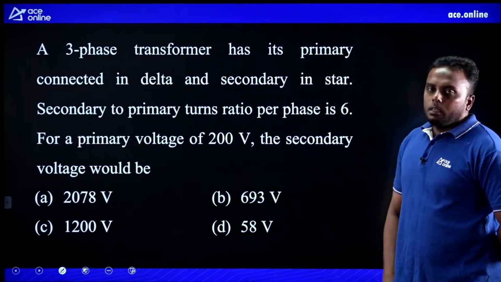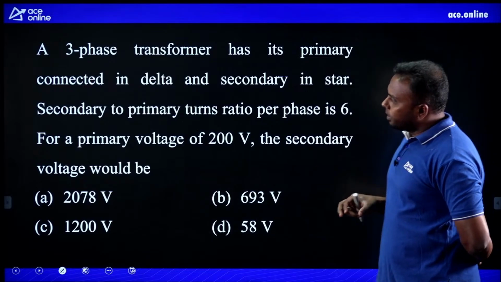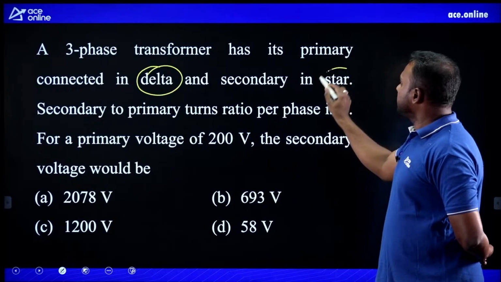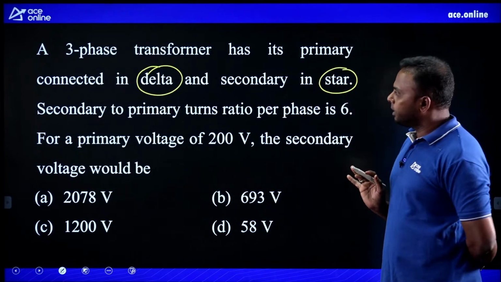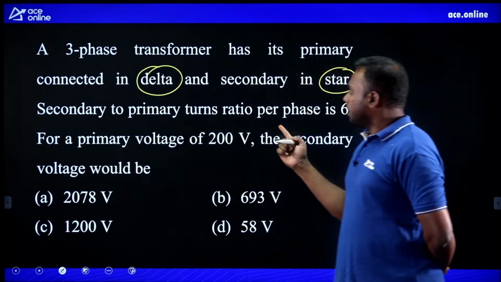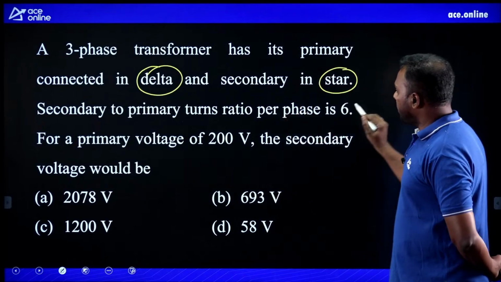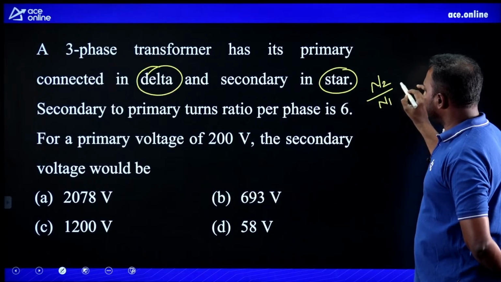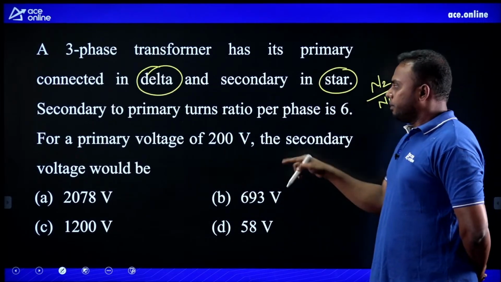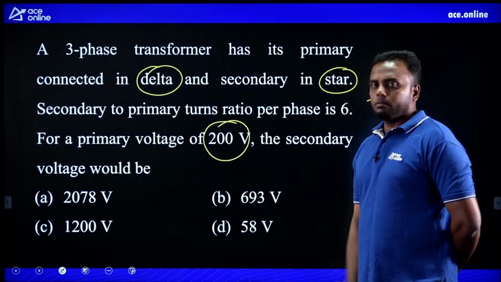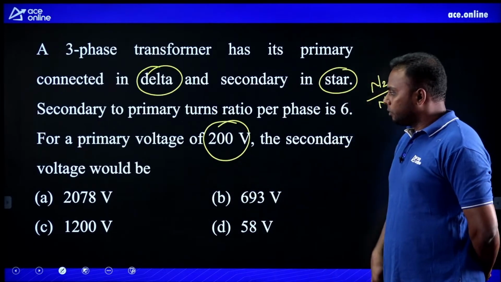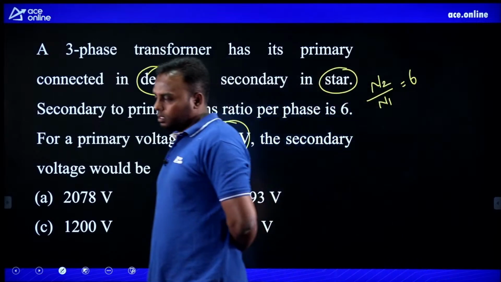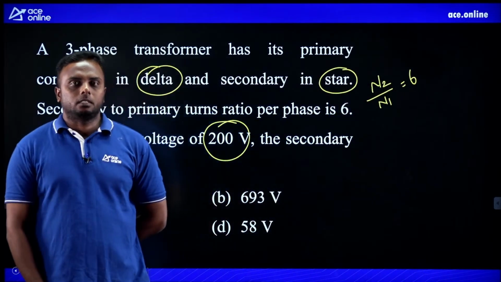See this. A three-phase transformer has its primary connected in delta and secondary connected in star. Okay, delta star transformer it is. Secondary to primary turns ratio per phase is 6. For a primary voltage of 200 volts, the secondary voltage would be dash. Calculate this. Find out this.